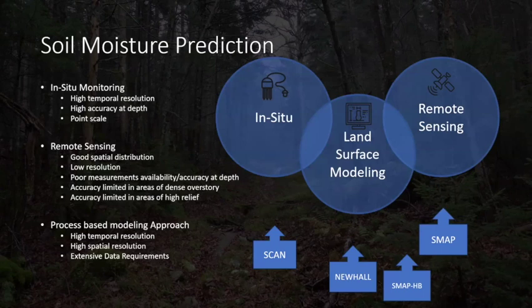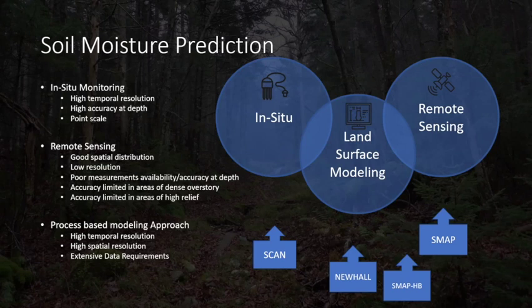So just a little bit about the background of soil moisture prediction and how we get at soil moisture information. You've seen this referred to as your three-legged stool. We can get soil moisture information via in situ methodologies, that is your sensors that are in contact with the soils that you wish to measure. These methodologies typically give us high temporal resolution and high accuracy at depth, but they tend to be point scale. And this causes issues if you want to relate these measurements to the greater landscape.